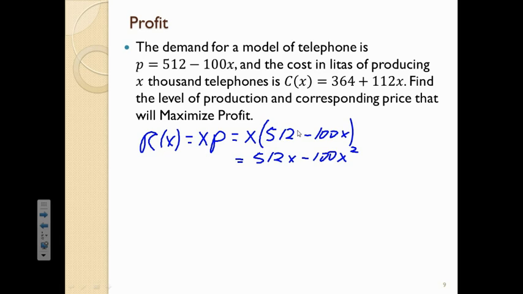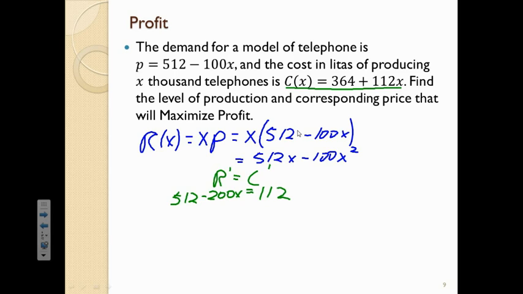Now, we can make a little shortcut here. If we use the tip that we just learned, we know that maximum profit is when R prime equals C prime. We have our revenue function right here. If we take the derivative of this, we end up getting R prime is equal to 512 minus 200x. And now we need to find our C prime. Well, C prime comes from our cost function. We take the derivative of our cost function, and when we do that, we get simply 112.